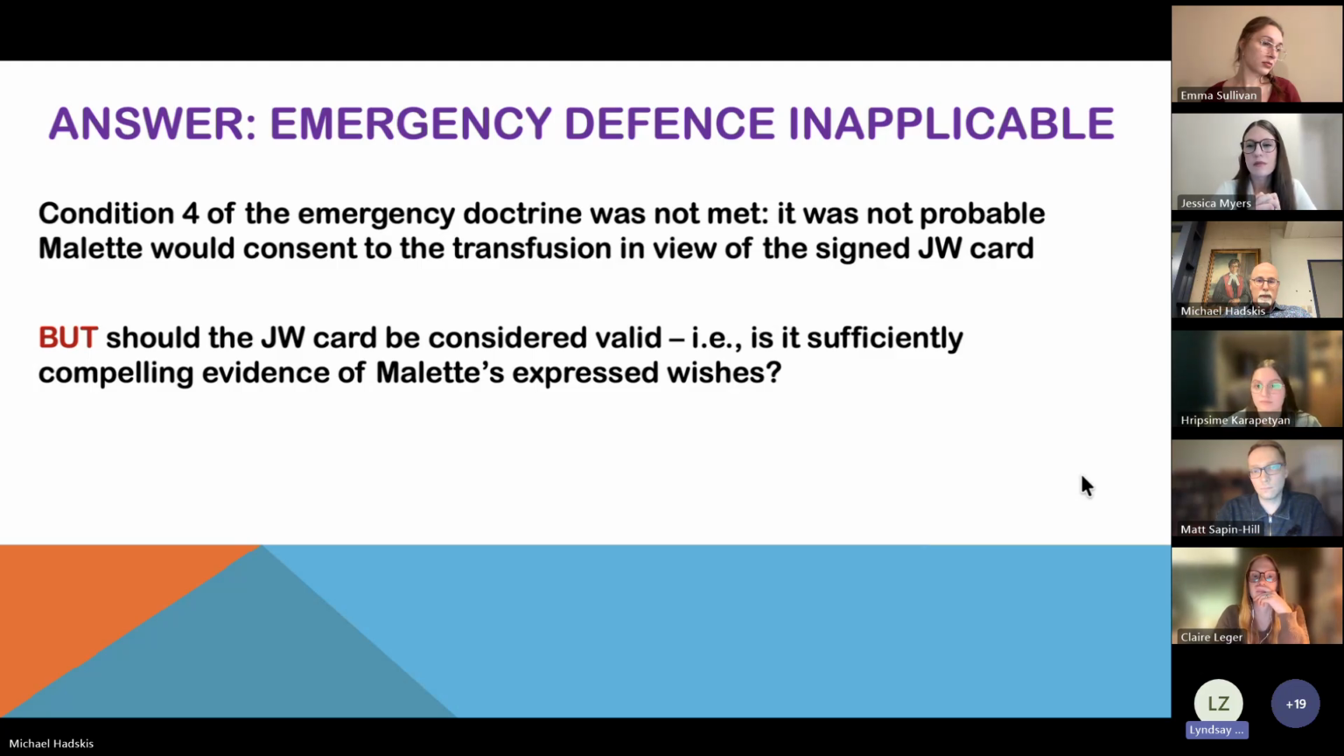as well as you think of parents signing these cards for children. So are those valid when a child is saying that they don't want blood and they would rather die? So it's very complicated.